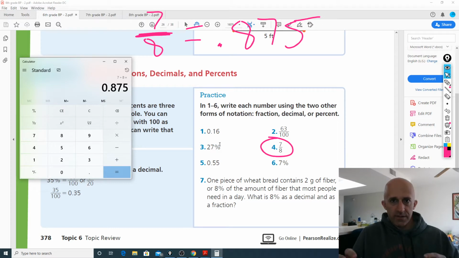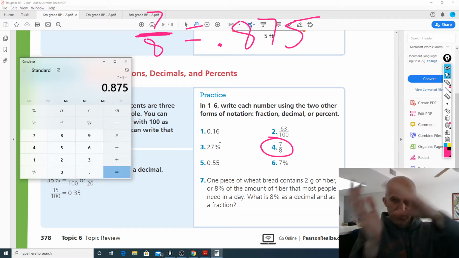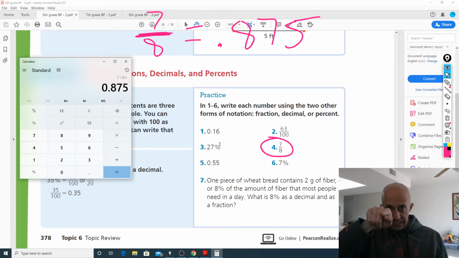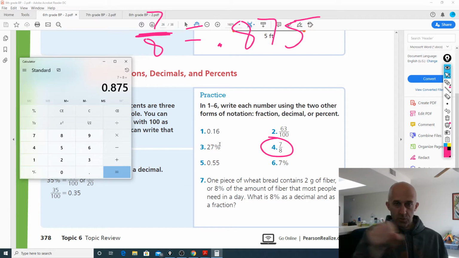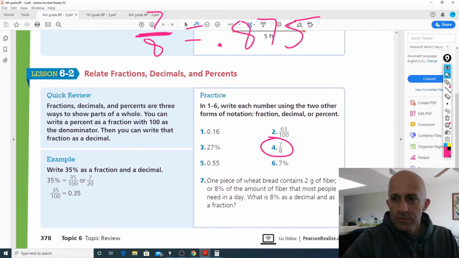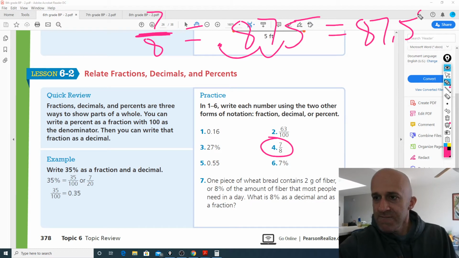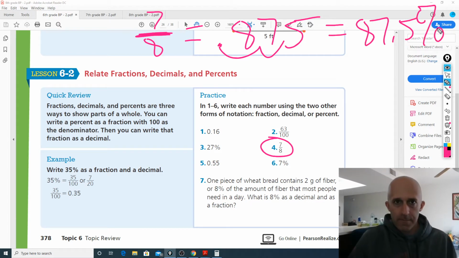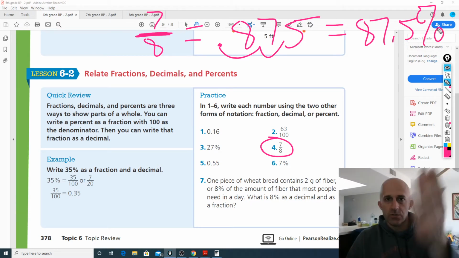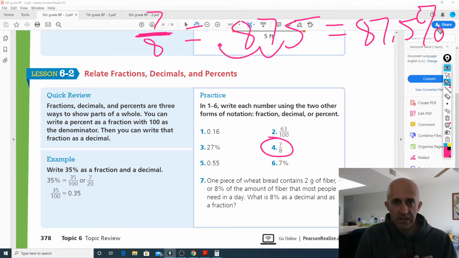To then change that decimal to a percent, I'm taking that decimal and moving it two to the right. One, two, which will then make it 87.5%. Fraction to a decimal to a percent. That's how that looks.